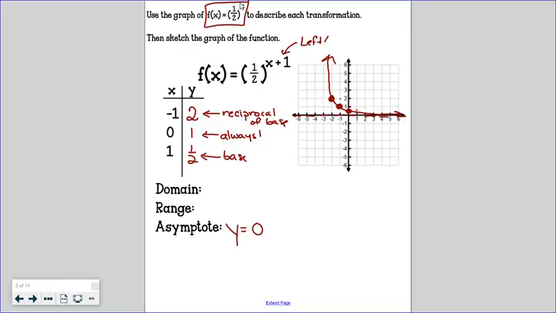Okay, kind of guided by what we were talking about earlier, let's talk about our domain and range. Michael, tell me about the domain of this one. Always -infinity to infinity, never restricted, right? Okay, Brogan, how about the range on this one?